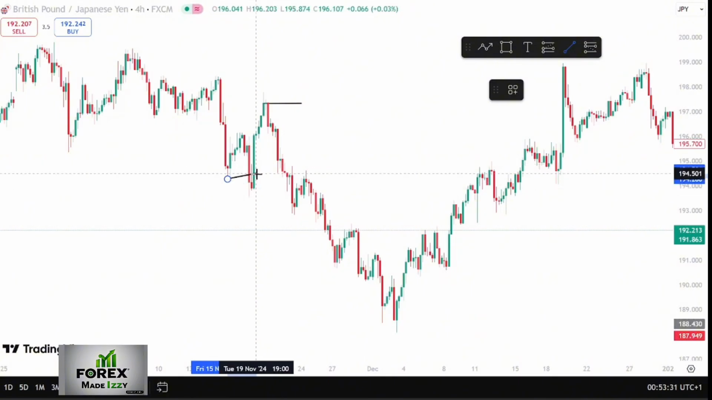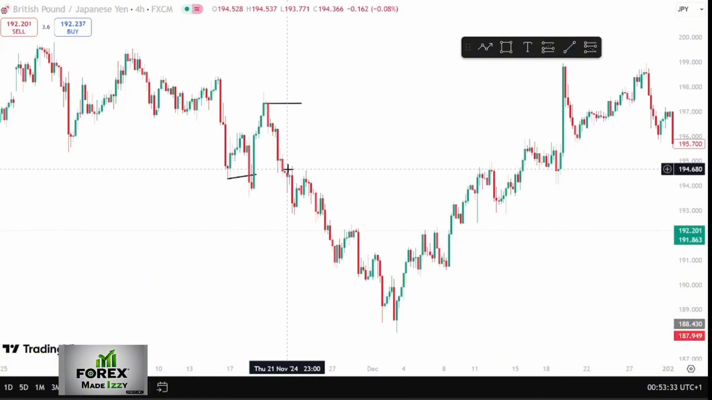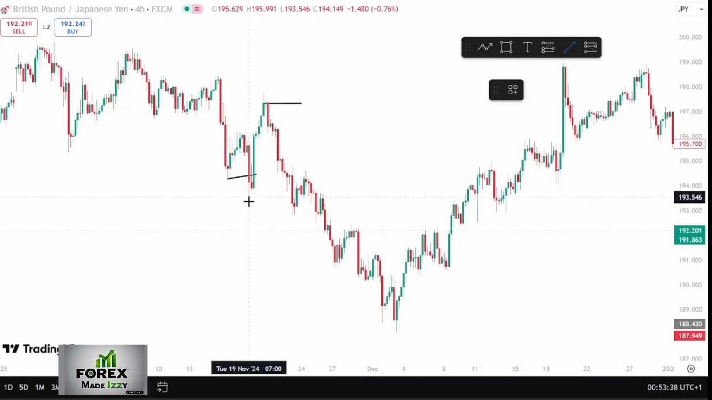So basically it's good to know how to identify trends in the market, so when you are trading it won't be hard for you. So that's the word, lower low.